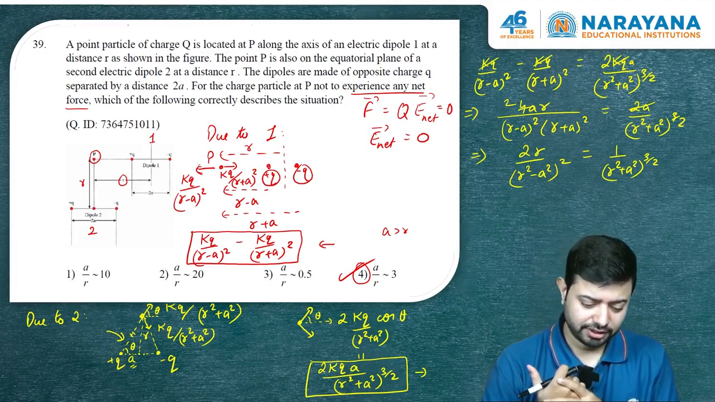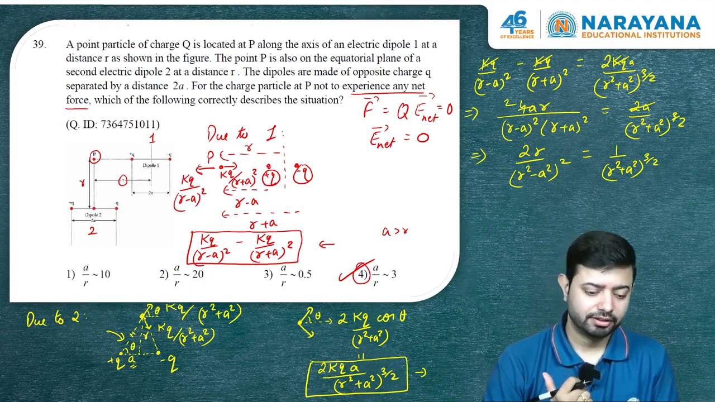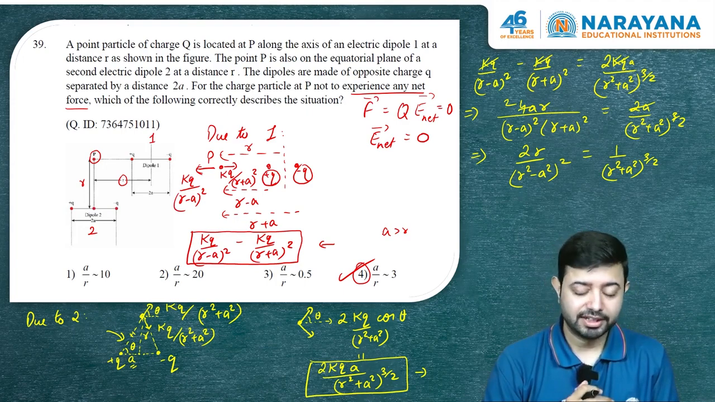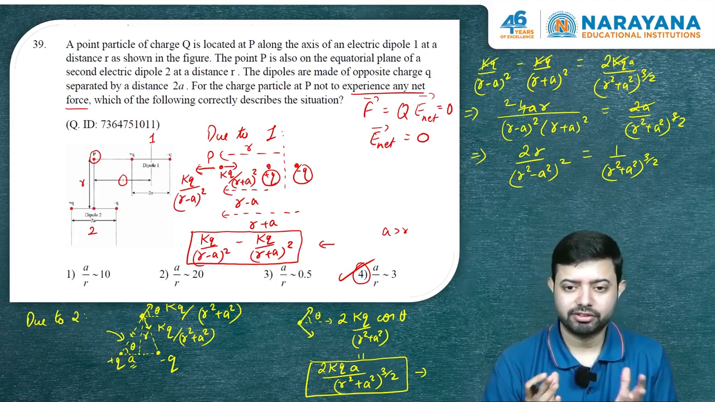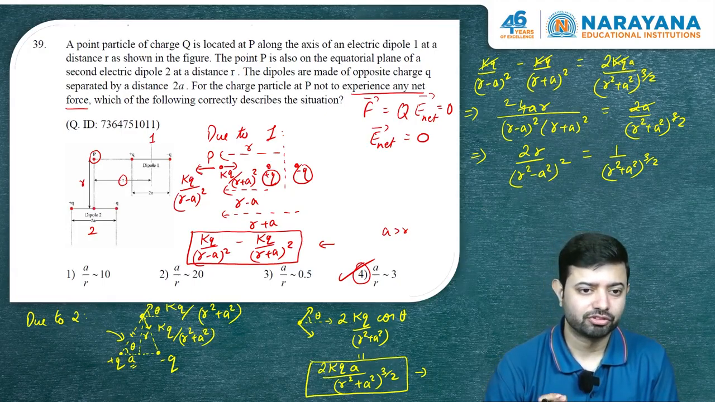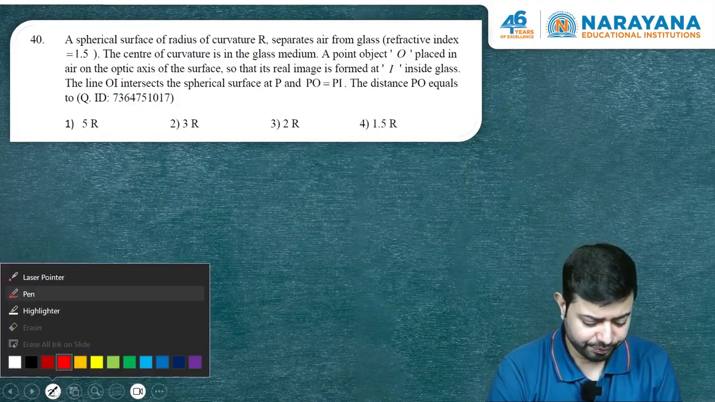Okay. So, I think this might be objectionable if you have some proper reason. Proper reason could be like this, that A is greater than R coming, but in the diagram it is not so. Otherwise, to be on a safer side, choose the best possible, and that is A by R is approximately 3. Okay. Let us move to the next one.